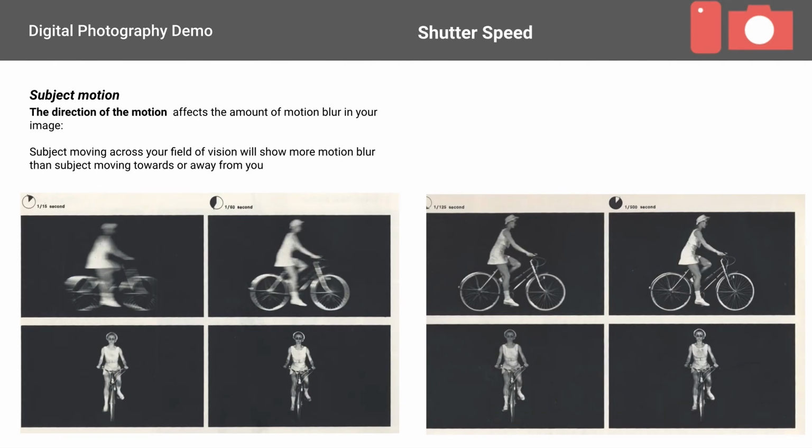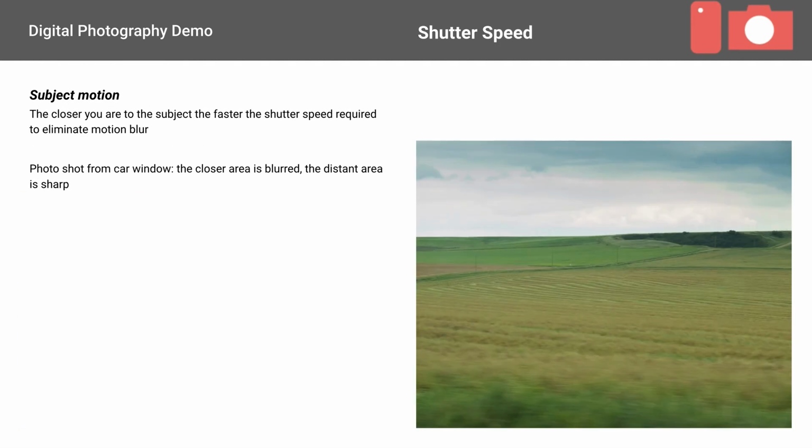Direction of the motion affects the amount of motion blur. So you can have the same shutter speed, but different amounts of blur. Movement across your field of vision will show more motion blur than the subject moving towards or away from you, as you can see from these images.